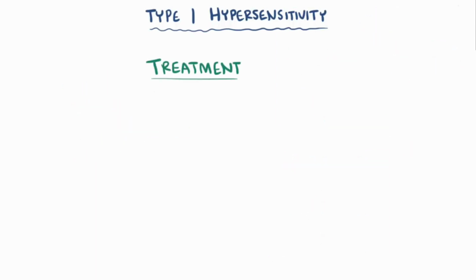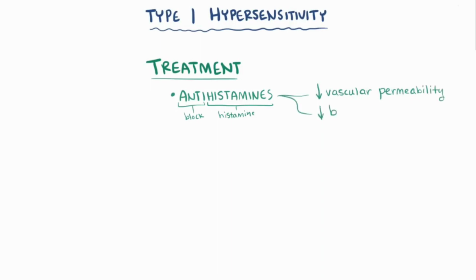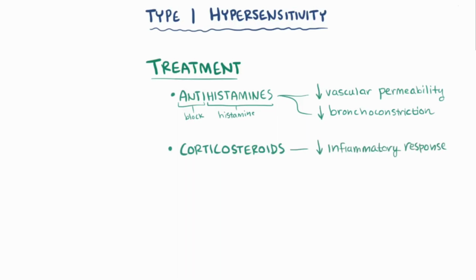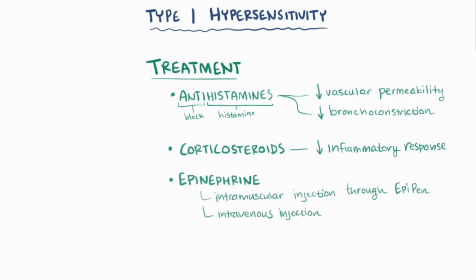Treatment for type 1 hypersensitivity can involve a variety of medications. Antihistamines act to block the effects of histamine, which reduces vascular permeability and bronchoconstriction. Also, there are corticosteroids, which can be used to reduce the inflammatory response, as well as epinephrine, which is sometimes given during severe reactions via intramuscular injections through an EpiPen or intravenous injection. Epinephrine can help constrict blood vessels and prevent anaphylactic shock.